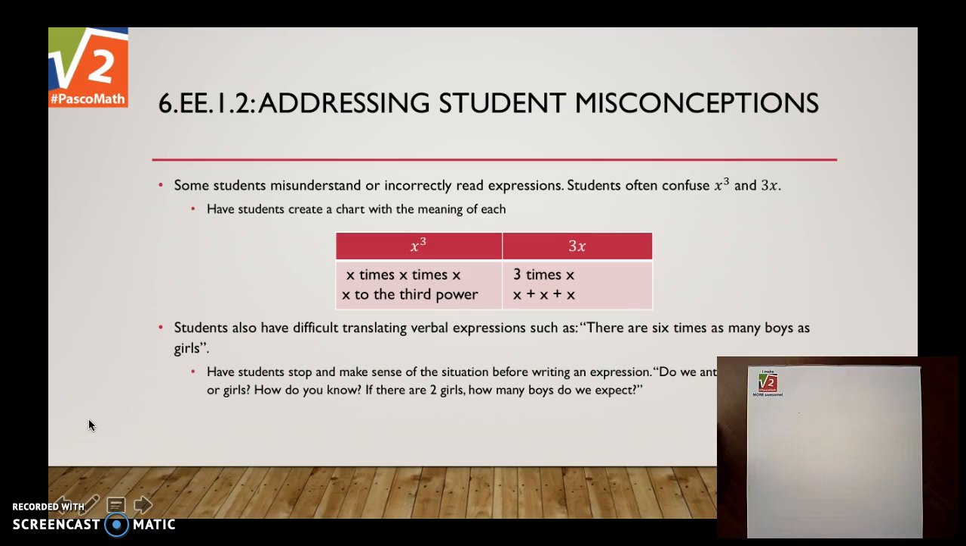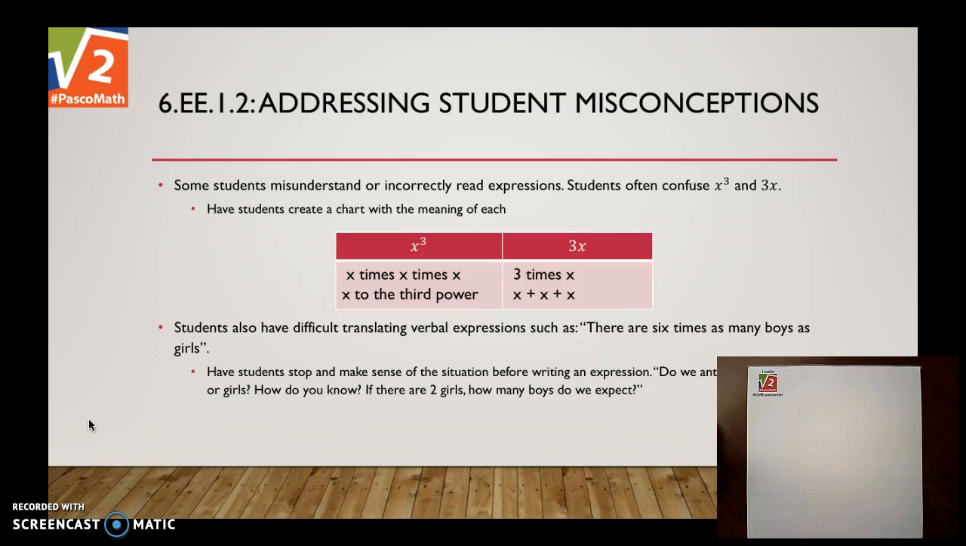So when looking at some student misconceptions and how to address those, some students might confuse x to the third and 3x. And just like the table here explains, we really just have them expanded out. What does x to the third, or x cubed, mean? It means x is used as a factor 3 times. So x times x times x, whereas 3 times x, or 3x, is just multiplication, and multiplication is repeated addition. So that's x plus x plus x.